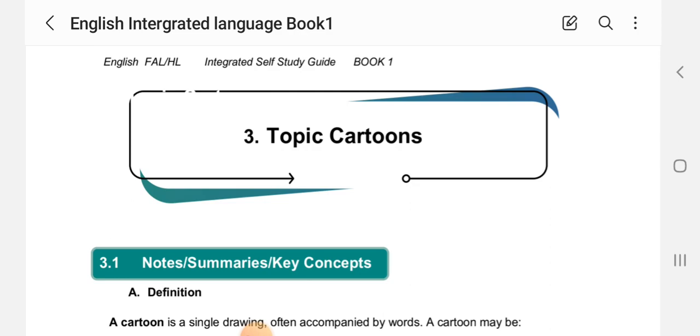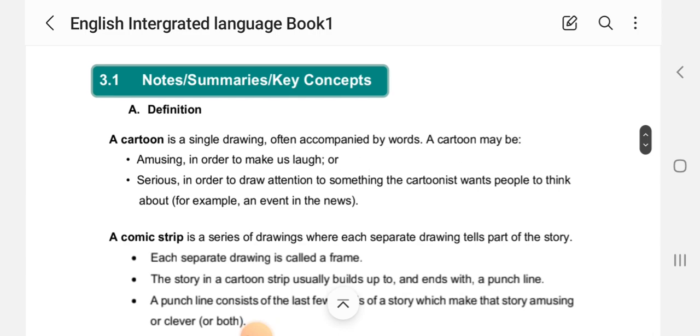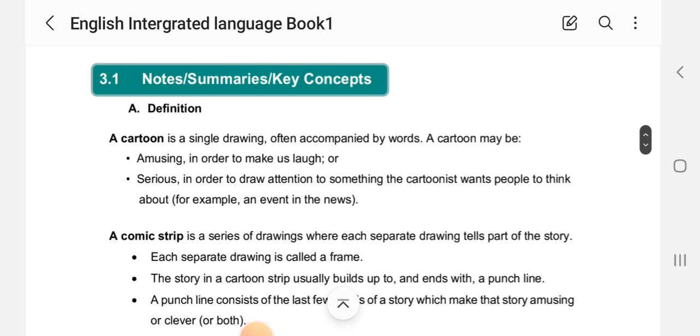So we'll be doing cartoons. This is for both English first additional language and English home language. Okay, so it's a self-study guide. You can download it from the Department of Basic Education website. And yeah, we are just going to see what we need to know about cartoons.